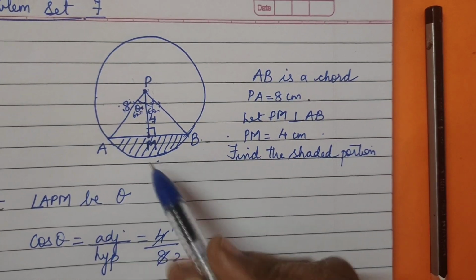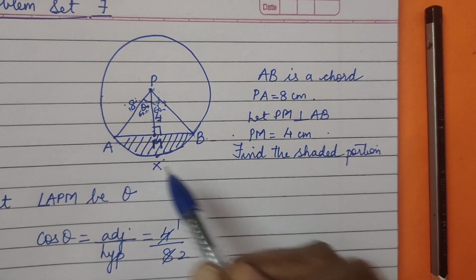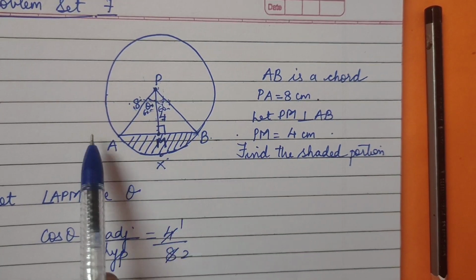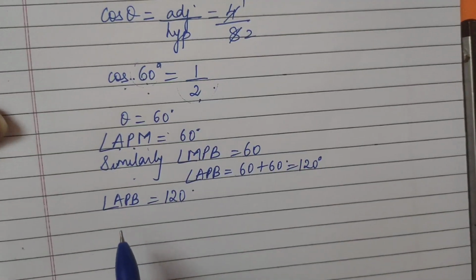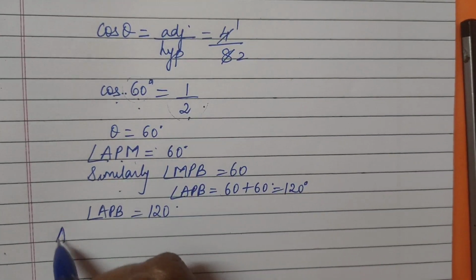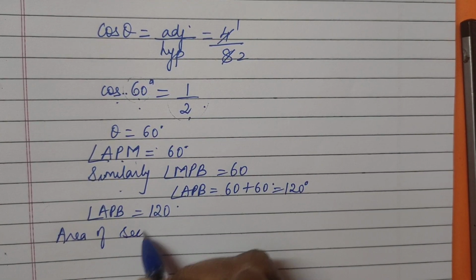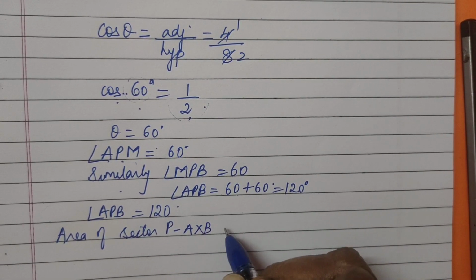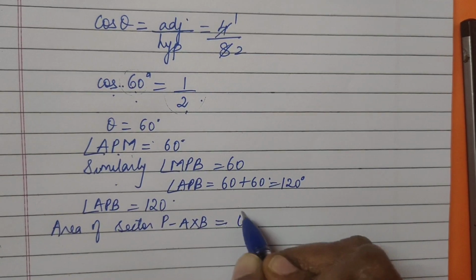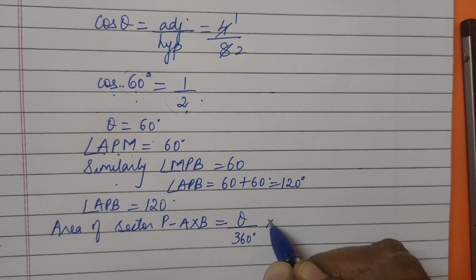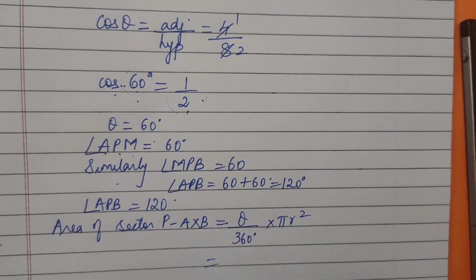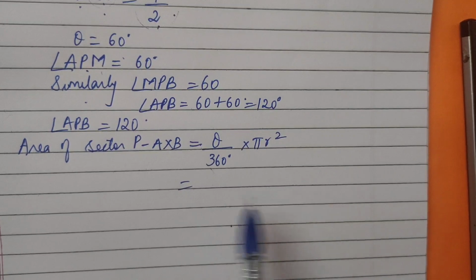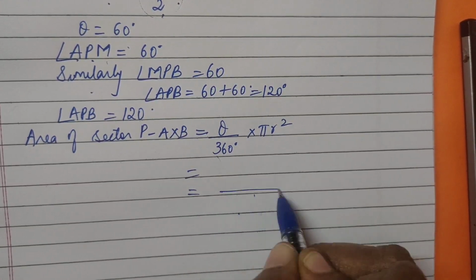If you want to name it, X here. So how will we put it? P dash AXB. Okay, area of a sector. So we will write the formula. Area of sector P dash AXB is equal to, what is the formula? Theta upon 360 degree into pi r square. So can you solve this further part? Yes, you can solve this part. Then once you solve it, you will get the area of the sector.